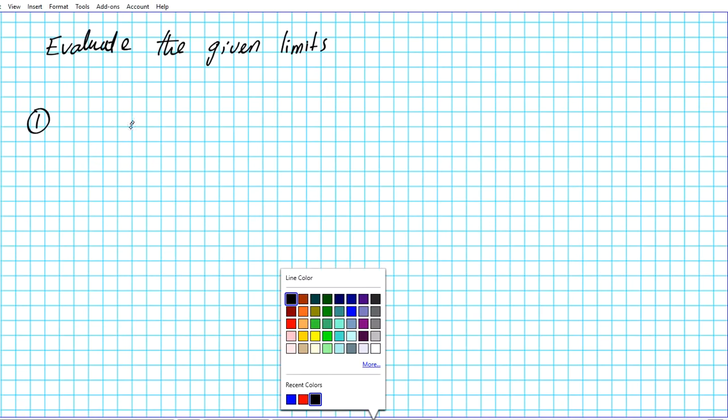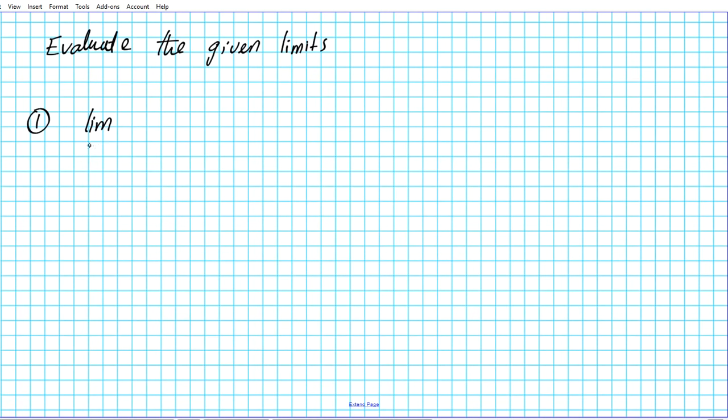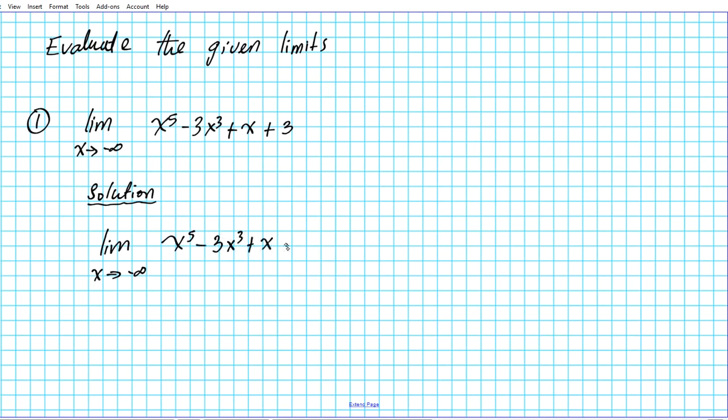We're to find the limit as x approaches negative infinity of x to the fifth minus 3x to the third plus x plus 3. For this one, we can clearly see that it's a top-heavy scenario. How do we know that this is top-heavy? Well, it is because this polynomial function can be written as a rational function. It can be written as that divided by the constant 1.